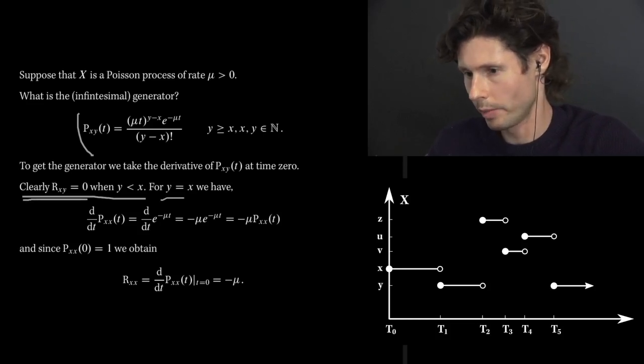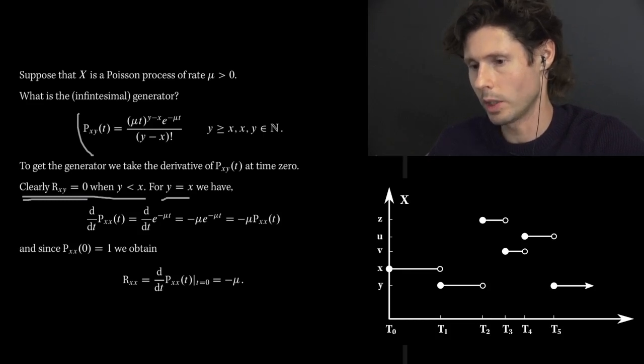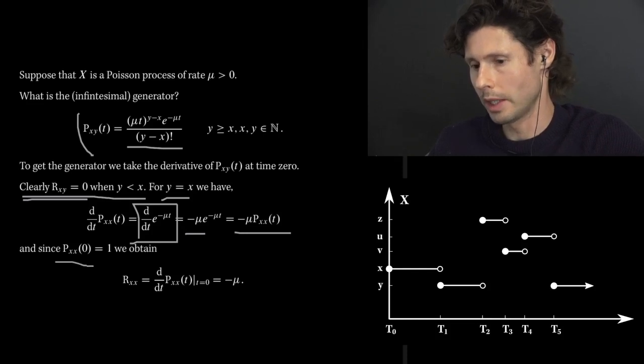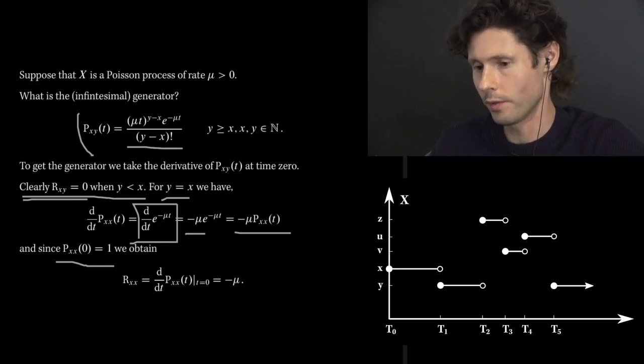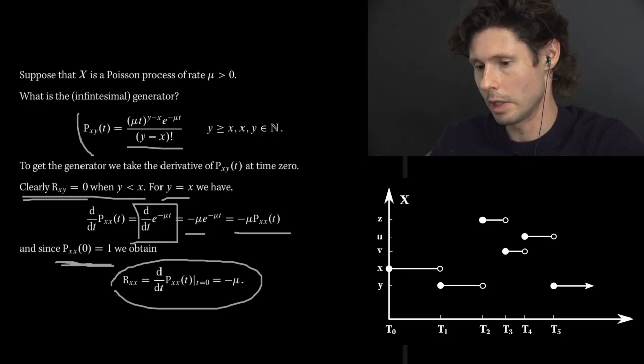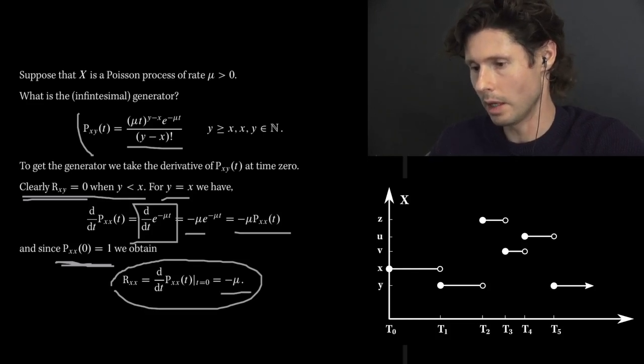Next case, which is a little bit more complicated, is y equal to x, in which case the transition probability is non-zero. In fact, if you plug in y equals x in this formula, you'll get e to the minus mu t, and this is all we're taking a derivative of right here. Minus mu pops down, and here I've just replaced the e to the minus mu t by the original probability. What we do know is that the probability of moving from x to x in time 0 is equal to 1. This is true not just for the Poisson process, for any continuous Markov chain. And so all that remains is writing down the final answer for this case, which is r, the generator at xx, is equal to minus mu.